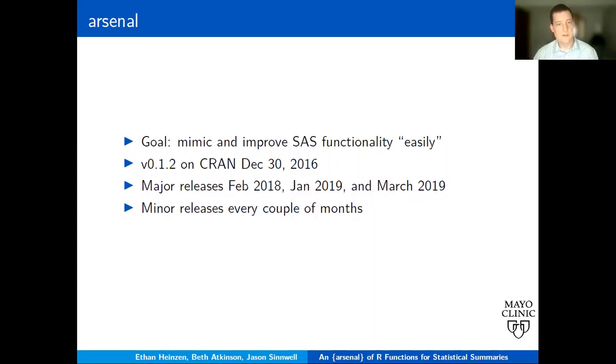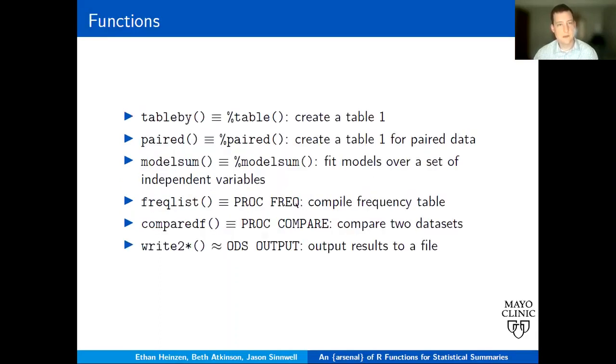The first release of the package came on December 30th, 2016. And we've had a few major releases since then, with minor releases every couple months and patches in between. There are six main functions in Arsenal. We're going to talk about five of them today.